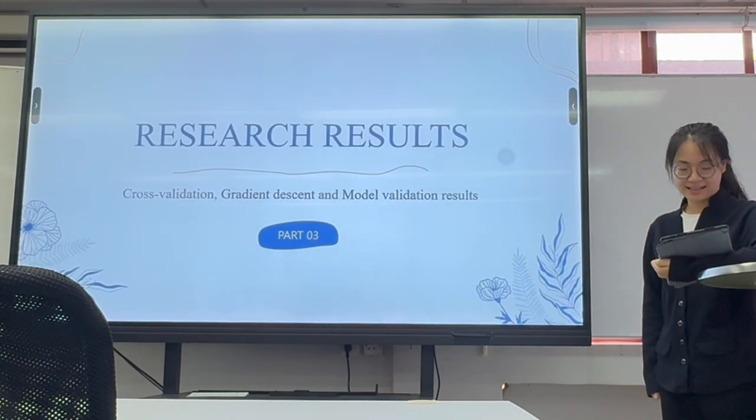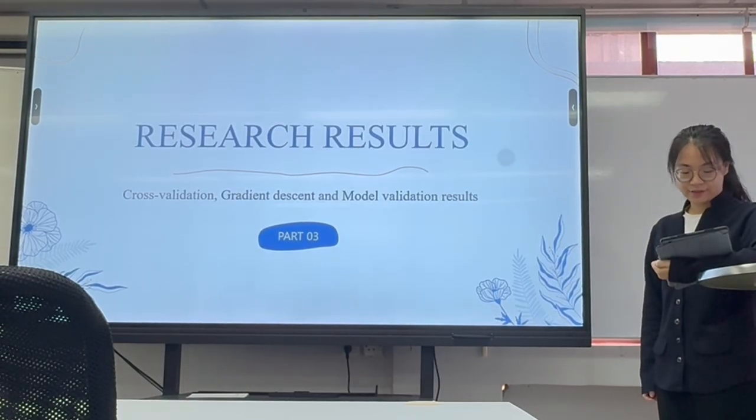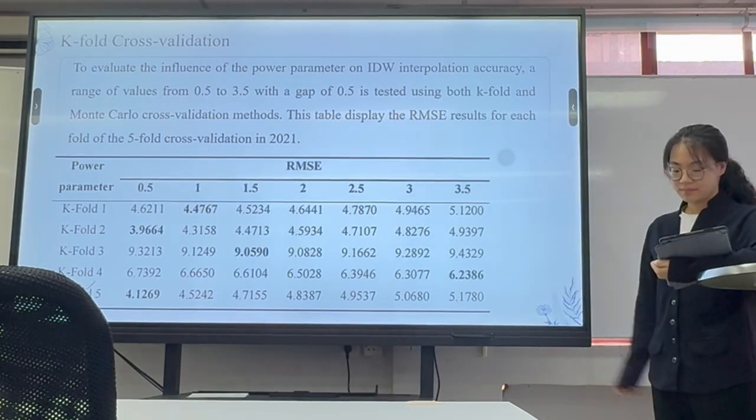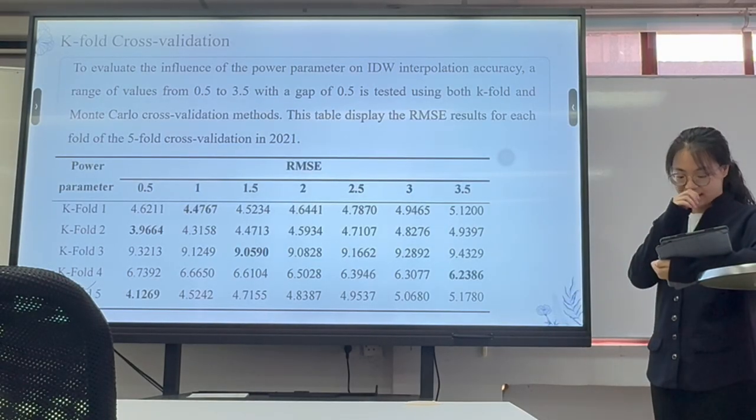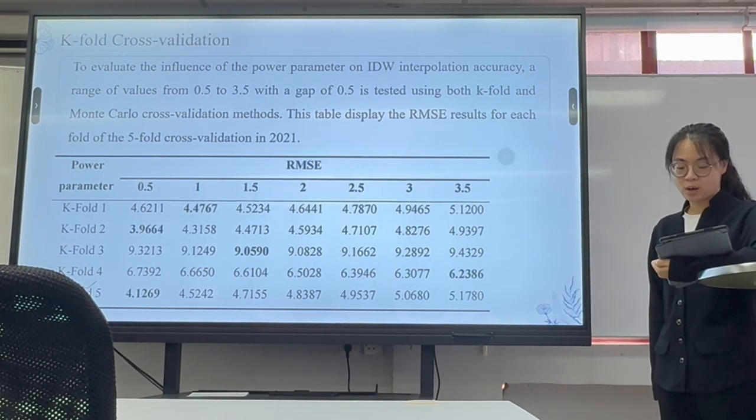The third part is the research result. Now let's look at the result of initial validation. To evaluate the influence of the power parameter on IDW interpolation accuracy, a range of values from 0.5 to 3.5 with a gap of 0.5 is tested using both K-fold and Monte Carlo validation modes.